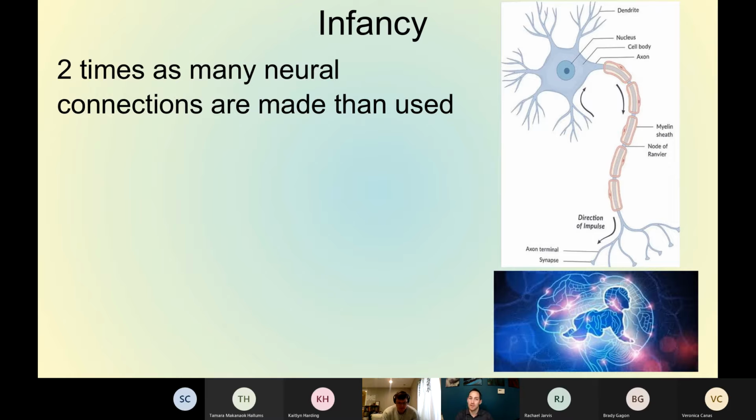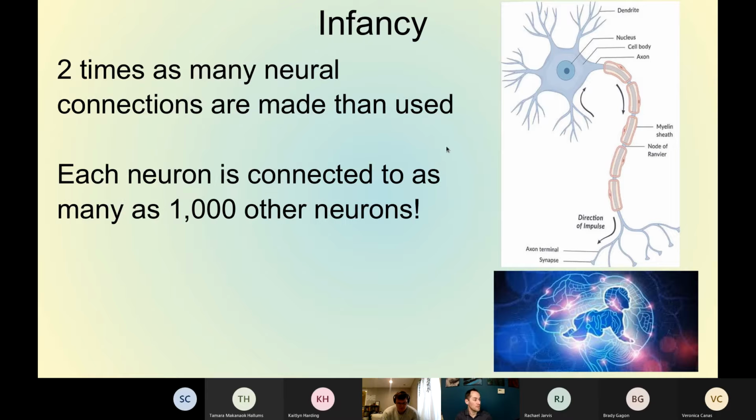So if you have some that you're using for specific languages or movements or things like that, they'll start to get pruned away, but then you can develop new ones later on if you learn the guitar or the piano or how to skateboard. So every single neuron within the network could be connected to as many as 100 or 1,000 other neurons. So that's how intertwined and connected these neural networks are.